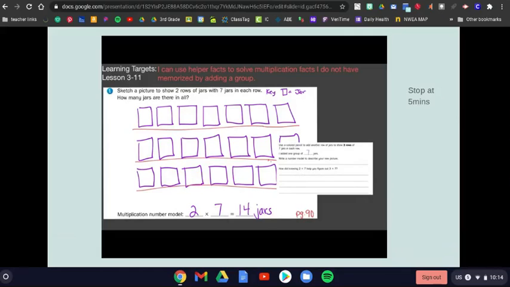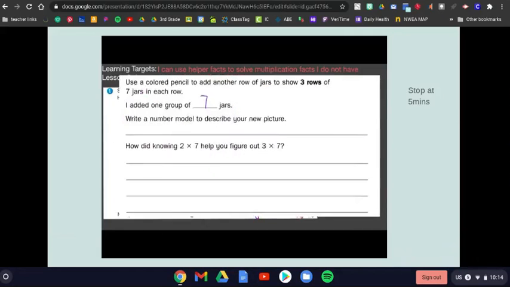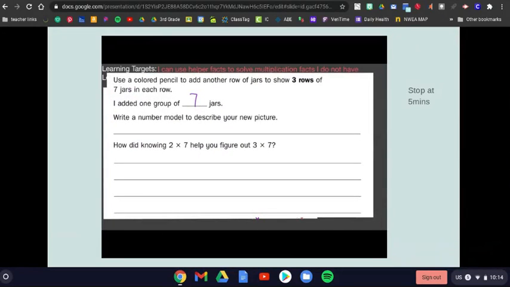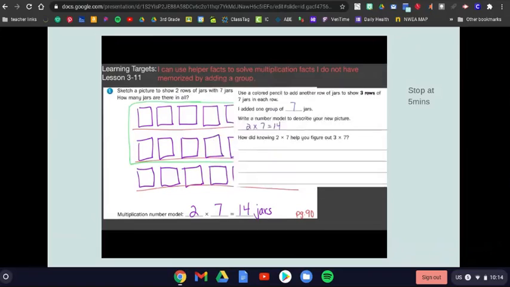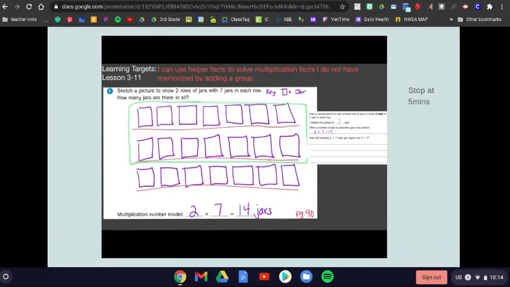So we're going to continue to use that number model. So we'll write that there. We had 2 times 7 equals 14. That was visible within this first part here. I'll circle it in bright green. This first part was 2 times 7, and that equals 14. If we look to our next part, we then added one more group of 7.